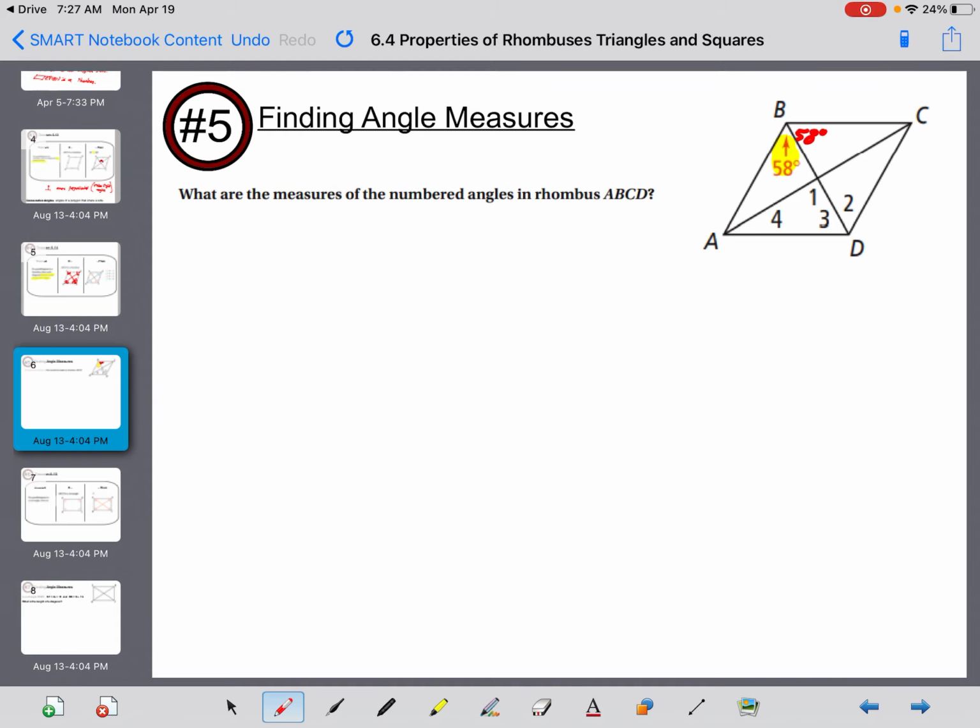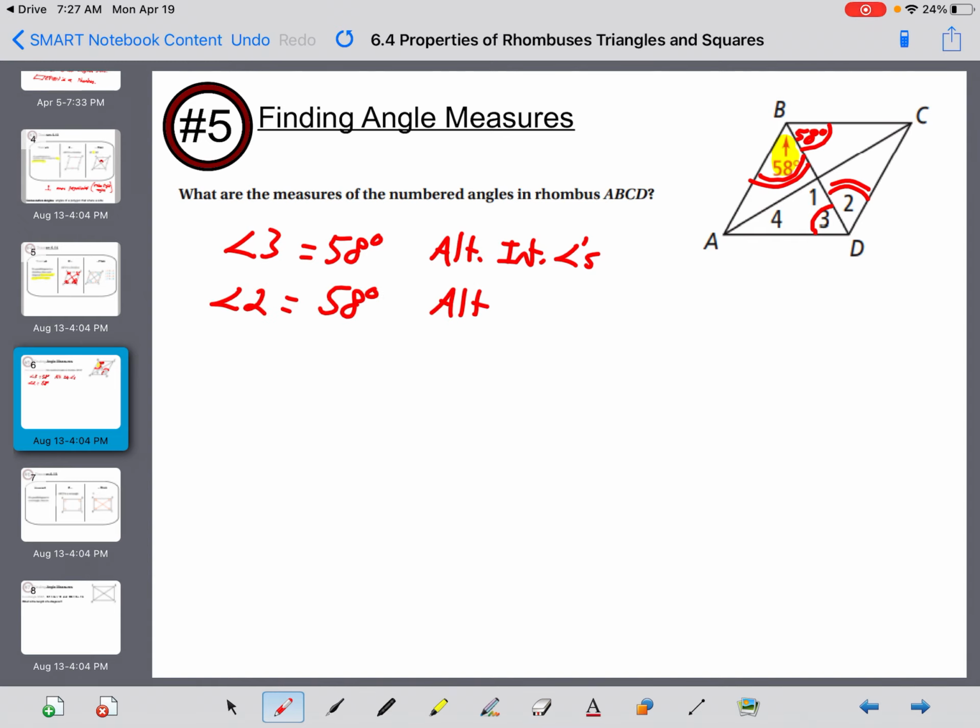Okay, then remember, we had this thing called alternate interior angles. So if this is 58, then angle 3 needs to be 58. So that's the first one I'm going to write: angle 3 equals 58 degrees. And that's because of alternate interior angles. Then I can look and say that this 58 is alternate interior to angle 2. So angle 2 also equals 58 degrees. And that's because alternate interior angles are congruent.